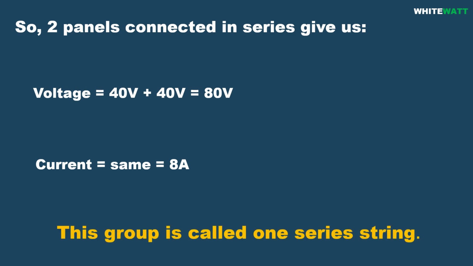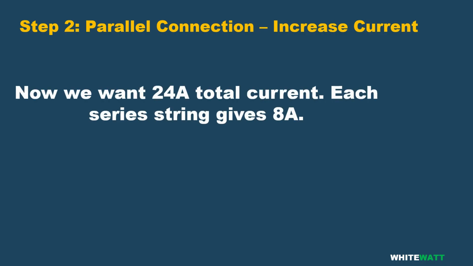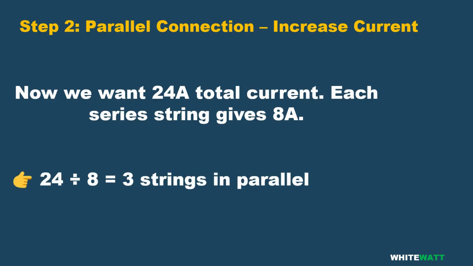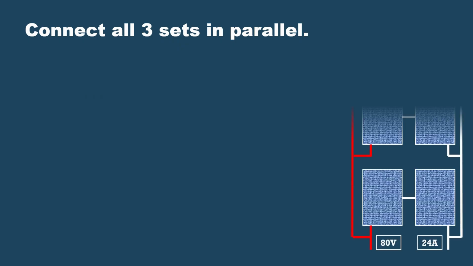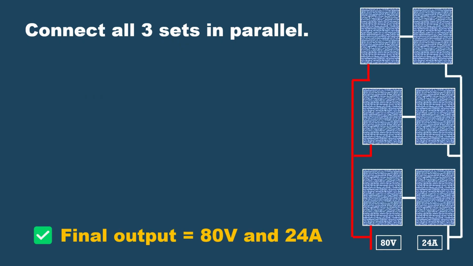Now step number 2, parallel connection. Increase current. Now we want 24 ampere total current. Each series string gives us 8 ampere. So 24 divided by 8, the answer becomes 3 strings in parallel. So we need 3 sets of 2 panels in series. Connect all 3 sets in parallel. Final output is 80 volt and 24 ampere.